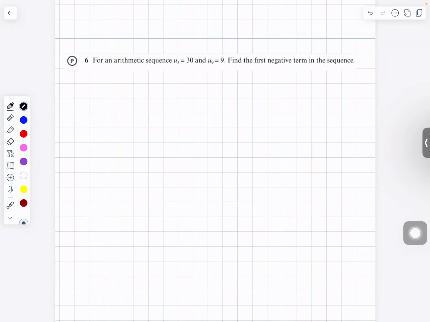So for an arithmetic sequence, U3 is 30. And let me make it in a list way. And U9, let's put U9 here, is equal to 9. Find the first negative term in the sequence.